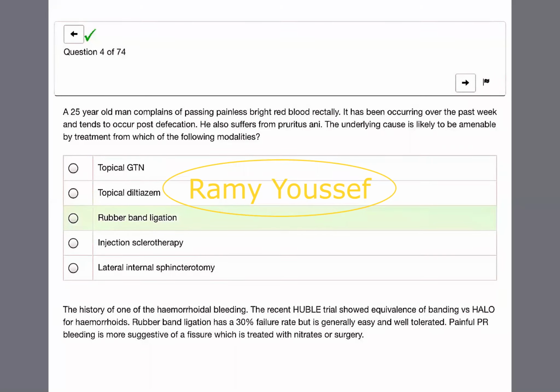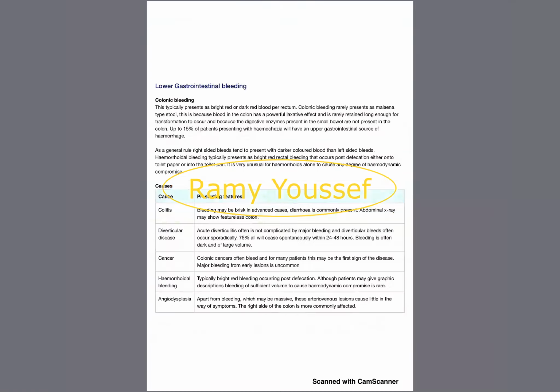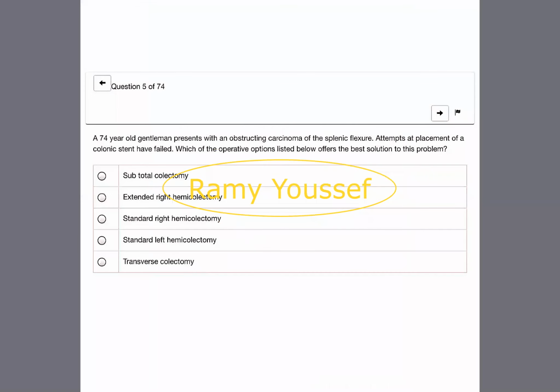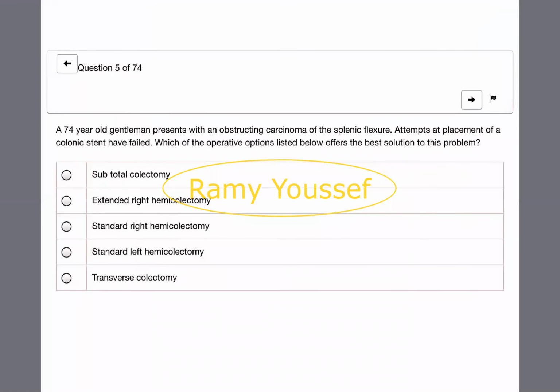Okay. So it is painless bleeding. Painless bleeding, go away from any fissure in ano, and we'll go for hemorrhoid given his young age, and we'll think about treatment of hemorrhoid. If it is first or second degree, we'll go for band ligation. If it is prolapsed, full thickness, we go for surgical hemorrhoidectomy. Okay. Yes.